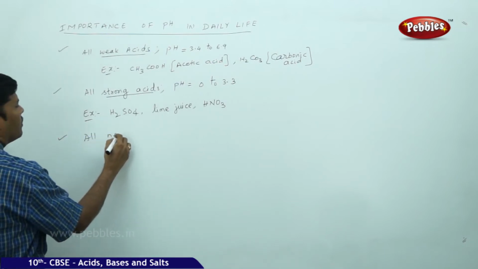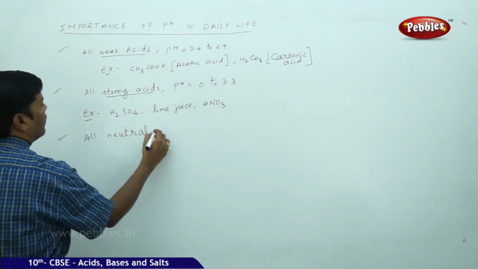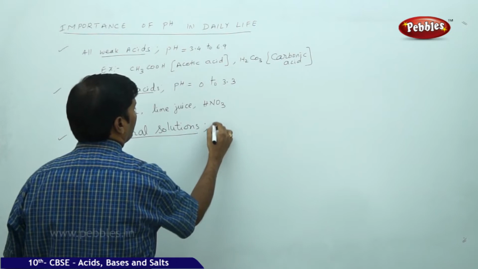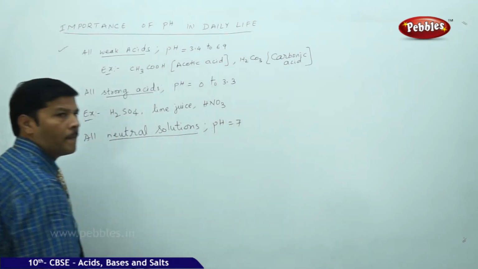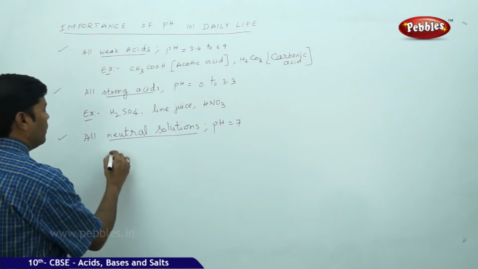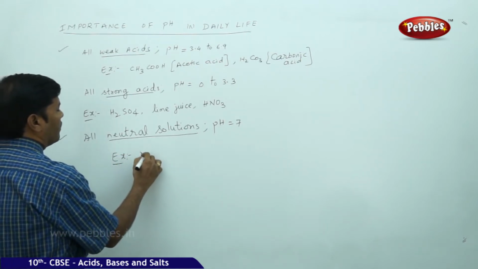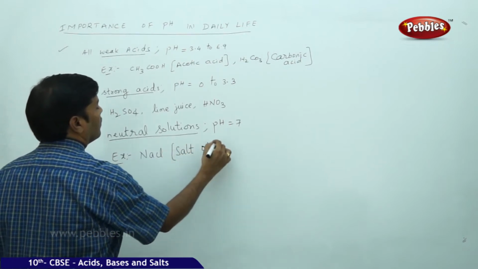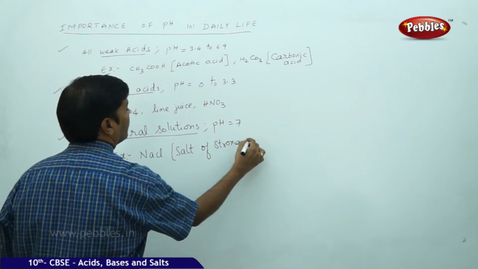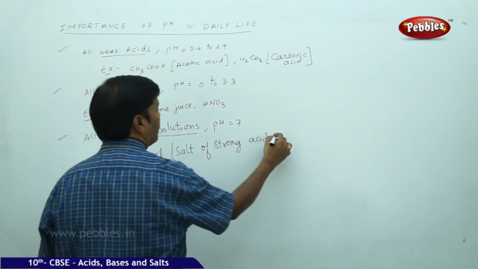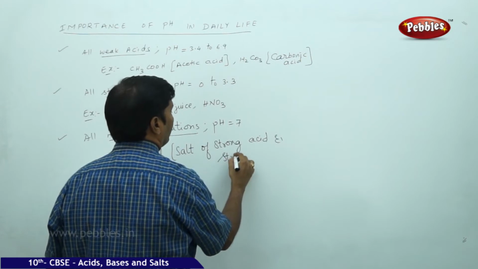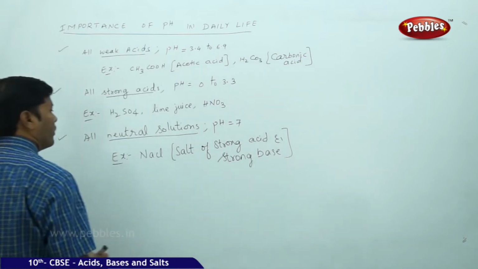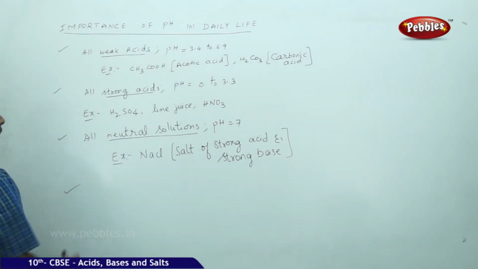All neutral solutions have pH equal to 7. We can take neutral salts like sodium chloride. Sodium chloride is a salt of a strong acid and a strong base. Strong acid and strong base give neutral solutions.